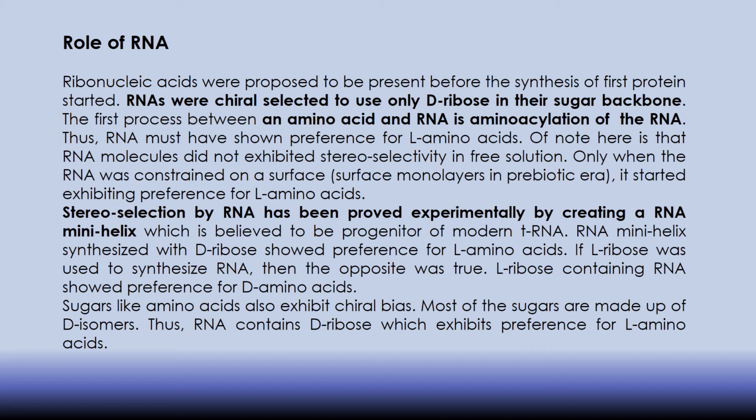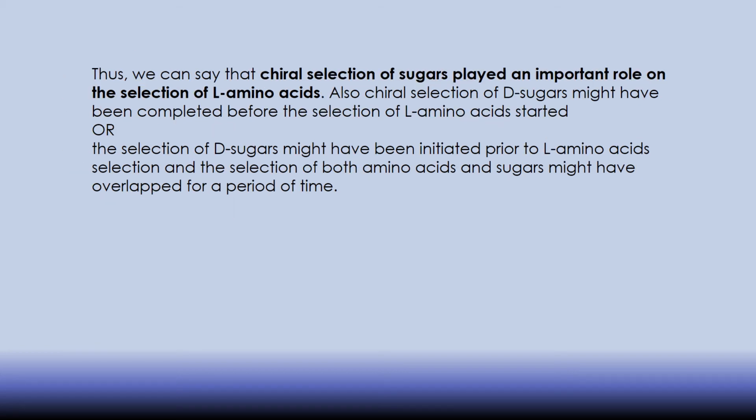Sugars like amino acids also exhibit chiral bias. Most of the sugars are made up of D-isomers. Thus, RNA contains D-ribose, which exhibits preference for L-amino acids. Thus, we can say that chiral selection of sugars played an important role in the selection of L-amino acids. Also, chiral selection of these sugars might have been completed before the selection of L-amino acids started, or the selection of these sugars might have been initiated prior to L-amino acid selection, and the selection of both amino acids and sugars might have overlapped for a certain period of time.